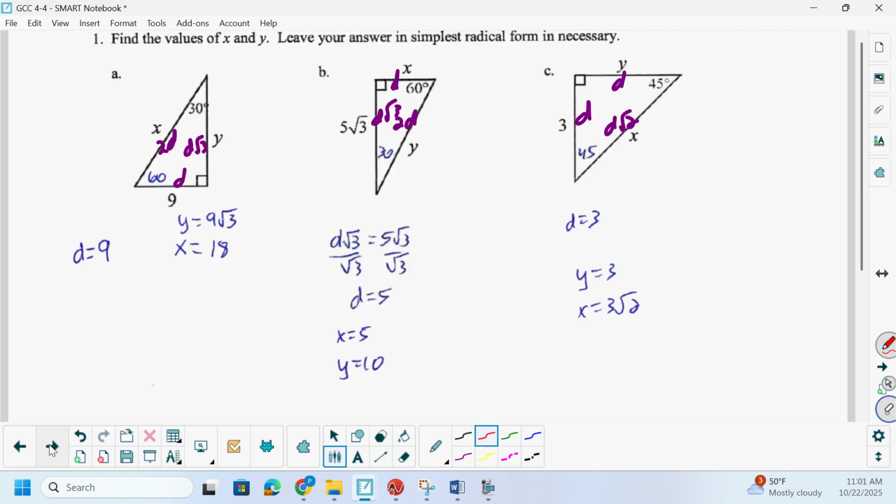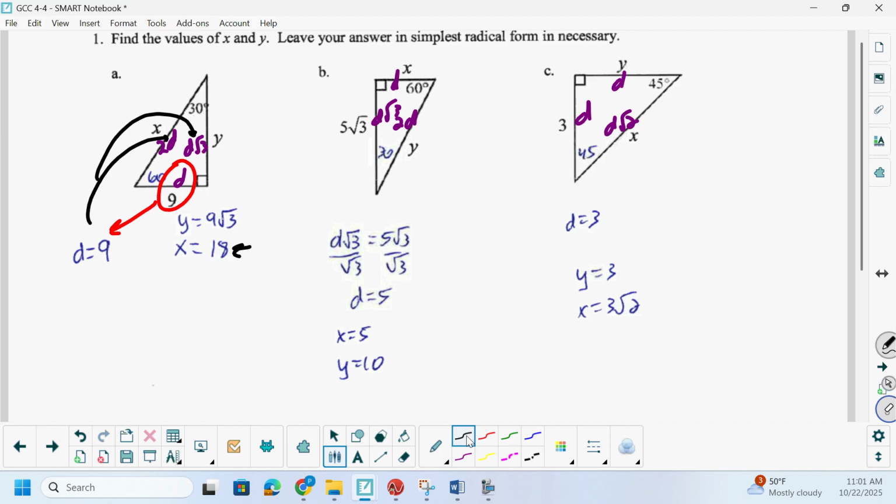Looking over to the homework, so we have a 30, 60, 90. Across from the 30 is D, across from 90 is 2D, across from 60 is D square root of 3. So that's step 1 to label your D's. Step 2, find the side that has an actual number and set up an equation. So we've got 9 equals D as our equation. Step 3, fill that D in for the other ones. So X now is just 2 times D, which gave us 18. Y is D square root of 3, so 9 square root of 3.